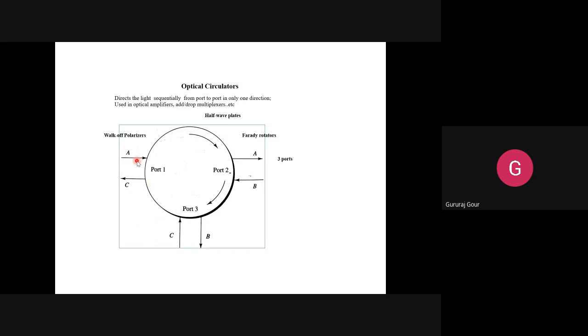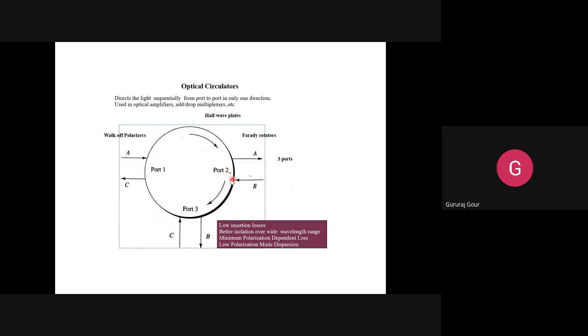So here we got again three components: Walkup polarizers made up of titanium dioxide, half wave plates, then Faraday rotators. So the light ray which is entering in port 1 will be circulated by this Faraday rotator, and if any of the field components are allowed to exit from port 2, they will be allowed to exit.